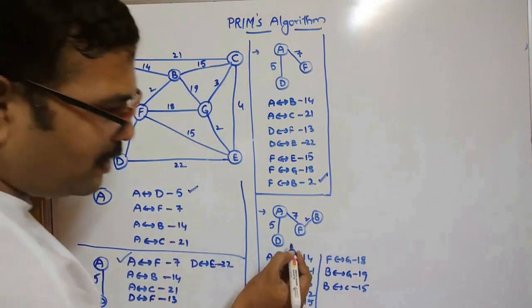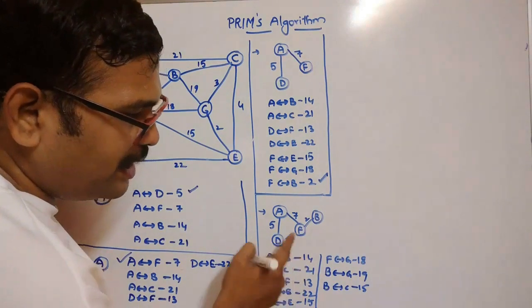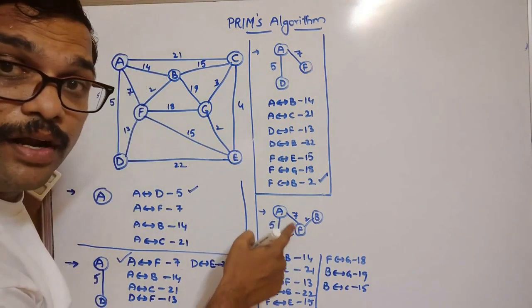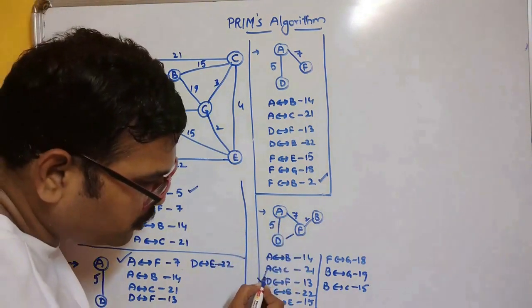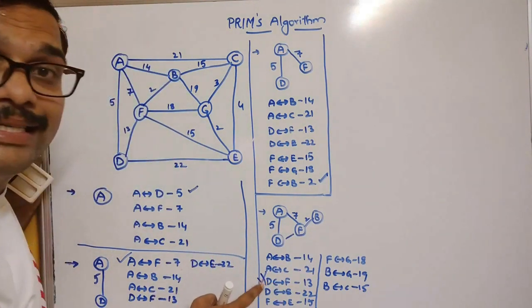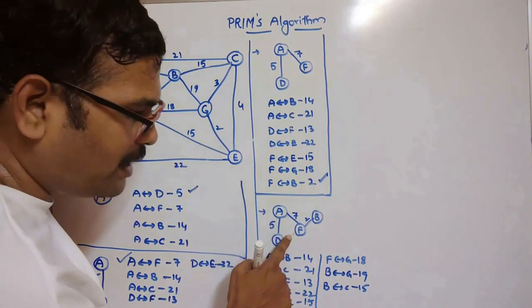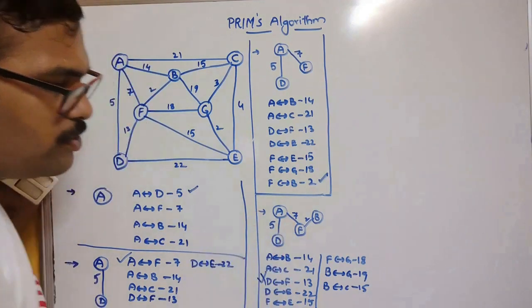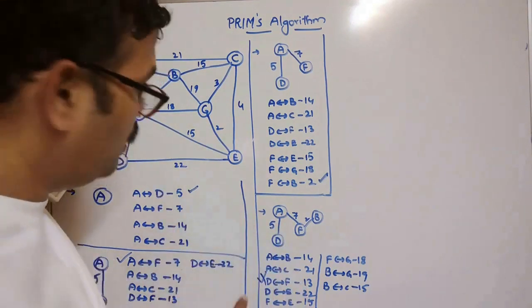If you consider D to F, it forms a cycle. You can observe here. So, we should discard this D to F, because if you add this one, we'll get a cycle. So we should not consider this one.